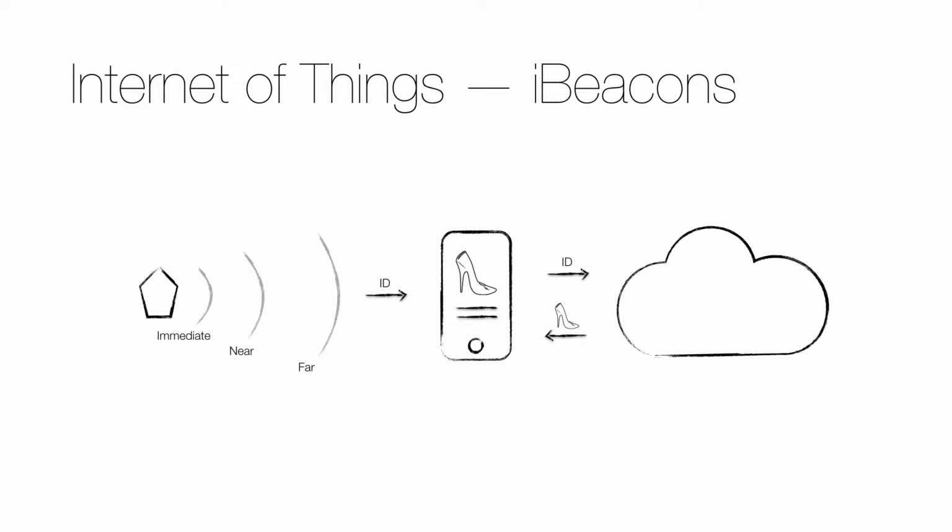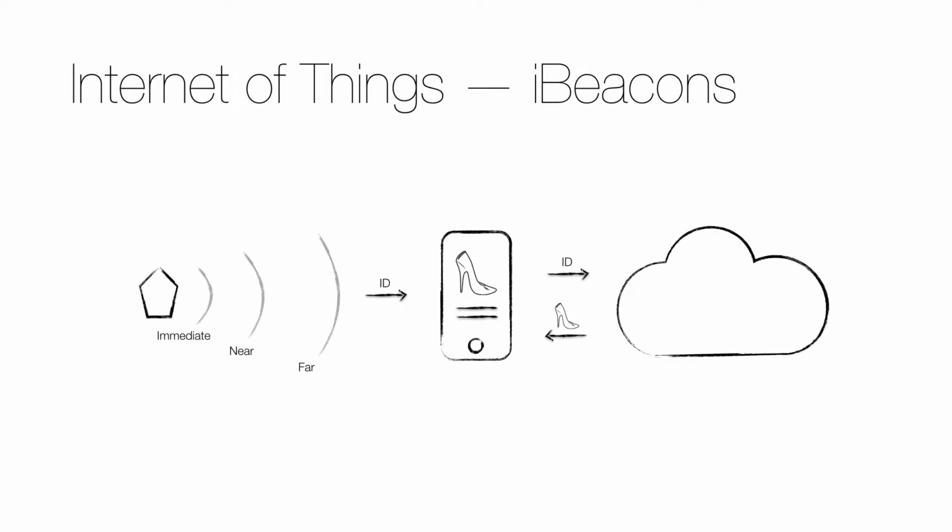Depending on the signal strength, the phone can determine the distance to the iBeacon. And on iOS, the distinction is made between immediate, within a few centimeters, near, within a couple of meters, and far, greater than 10 meters.